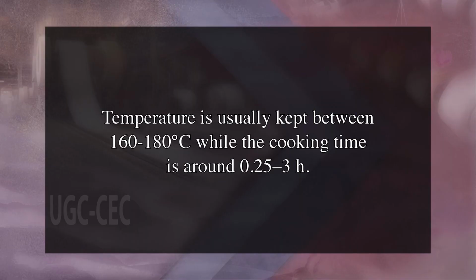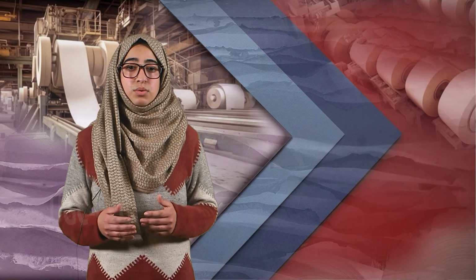As a result, acid sulfite pulp is used for making dissolving pulp and tissue paper. The acid bisulfite process uses soluble bases such as sodium, magnesium, and ammonium and a higher liquor pH of 3 to 5. The temperature is usually kept between 160 to 180 degrees Celsius, while the cooking time is around 0.25 to 3 hours. This type of pulp produced is relatively strong and is used in making newsprint and medium-grade writing papers.